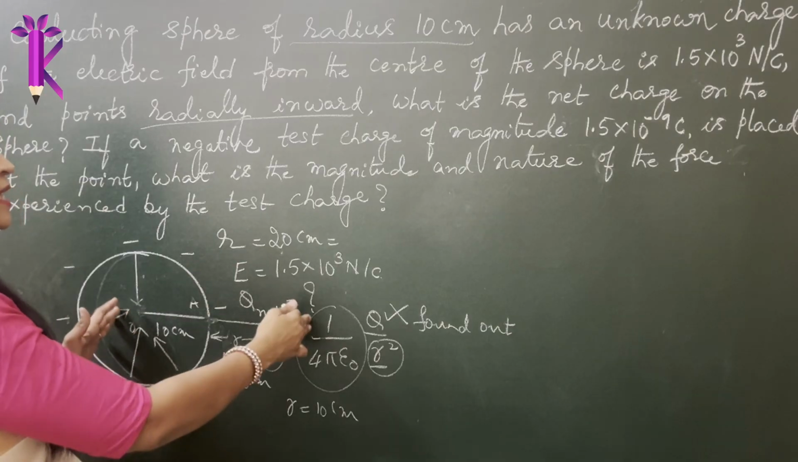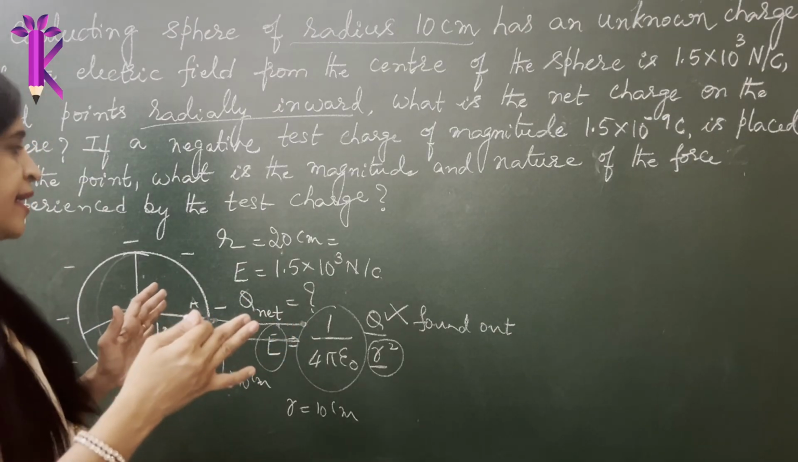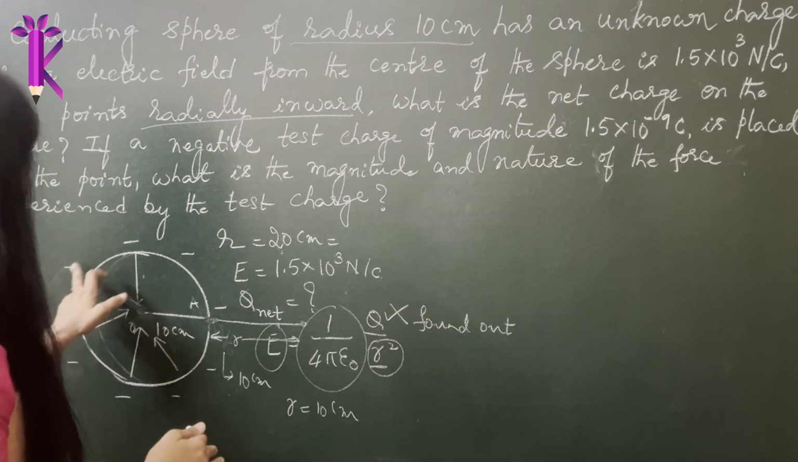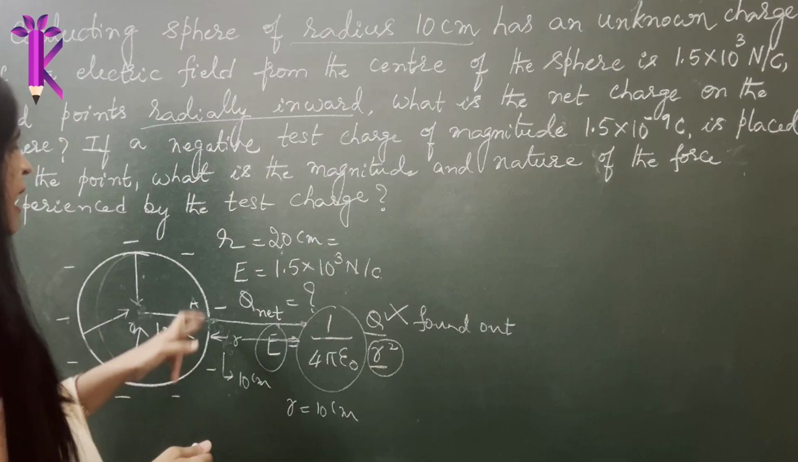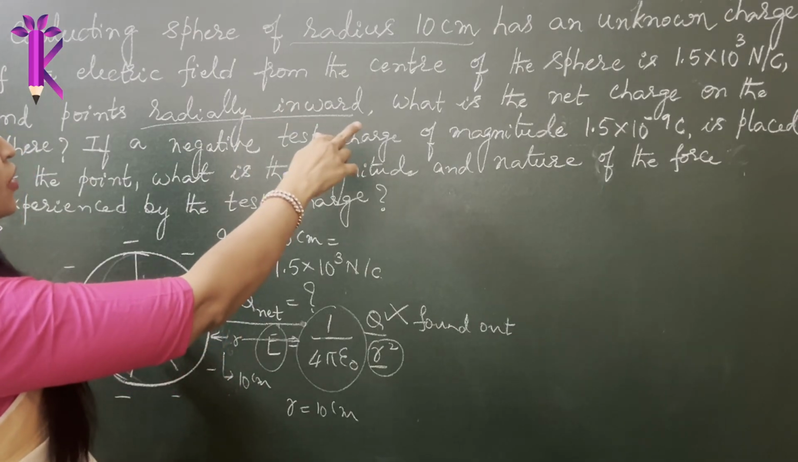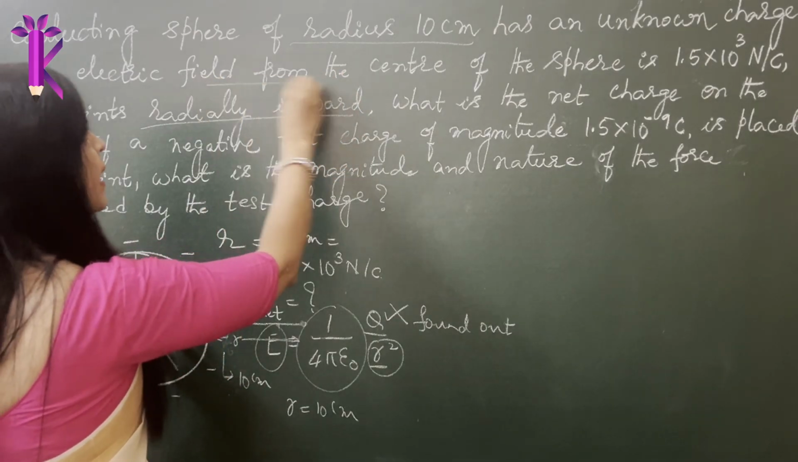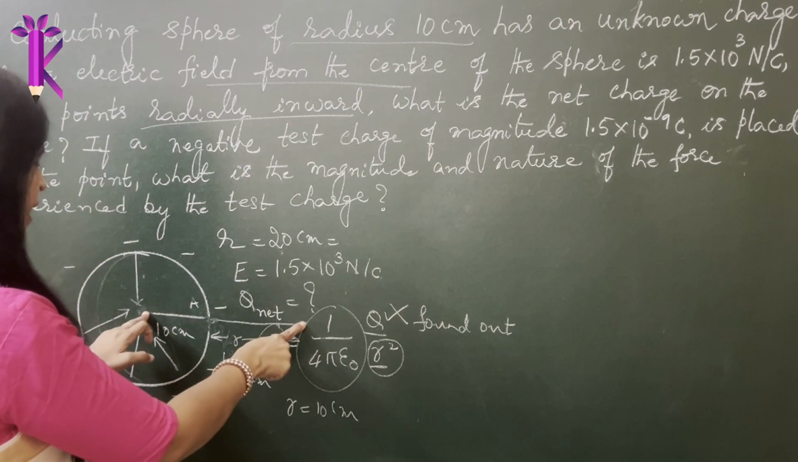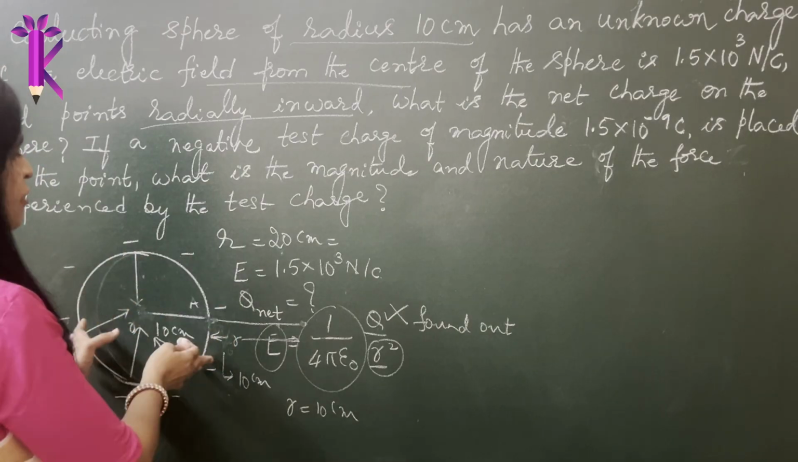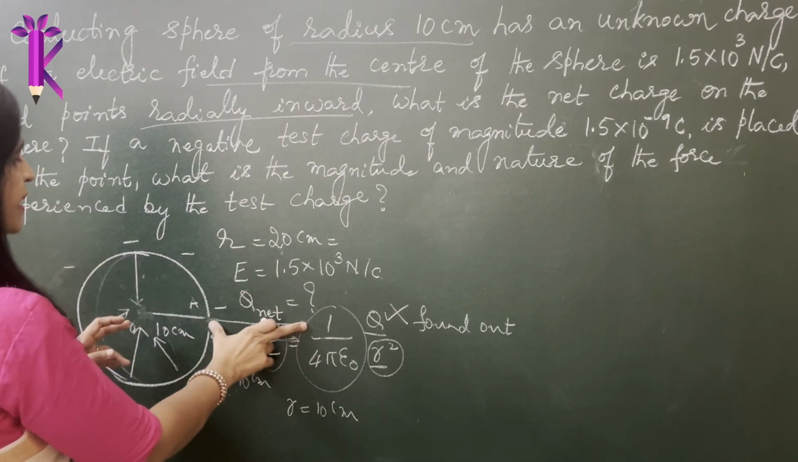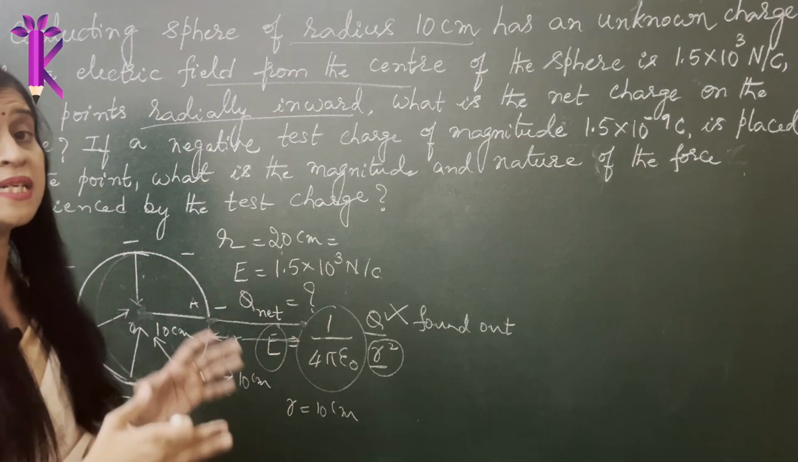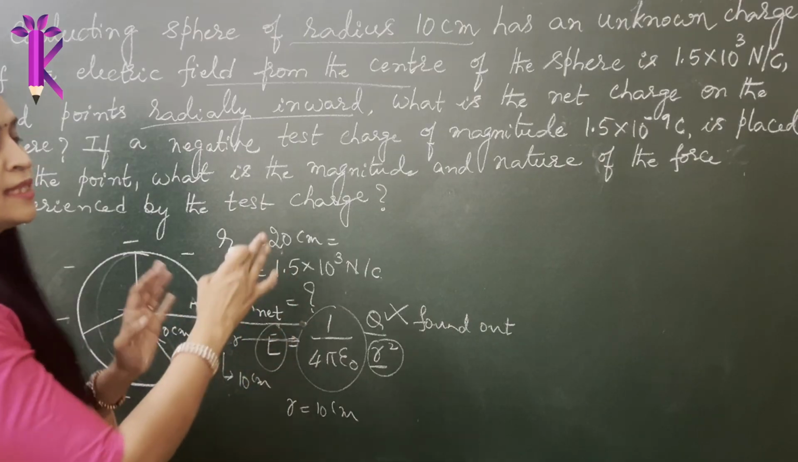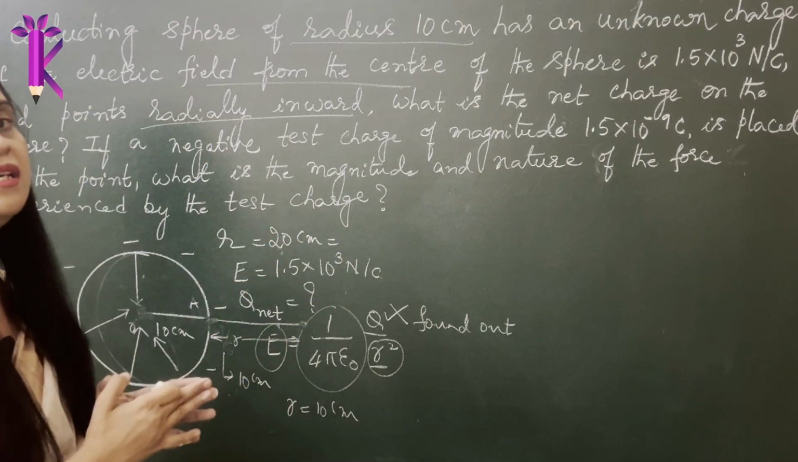So the total distance from the center of the sphere is, so the field inside of the conductor is 0, the field on the surface of the conductor can be taken into account, but they are telling that the electric field is given from the center of the sphere. So therefore I am taking it as 20. If they had mentioned on the surface, I would still take 10 centimeter from the surface of the sphere. But since they are clearly mentioning you have to take it from the center, I add the radius along with the 10 centimeter that I have taken away from the surface.